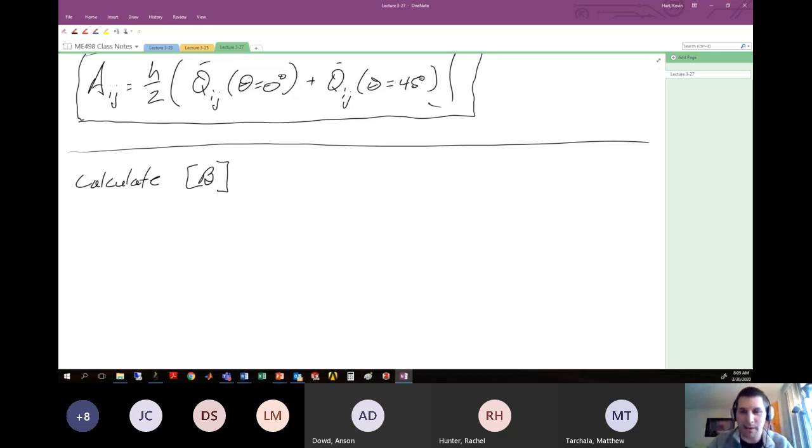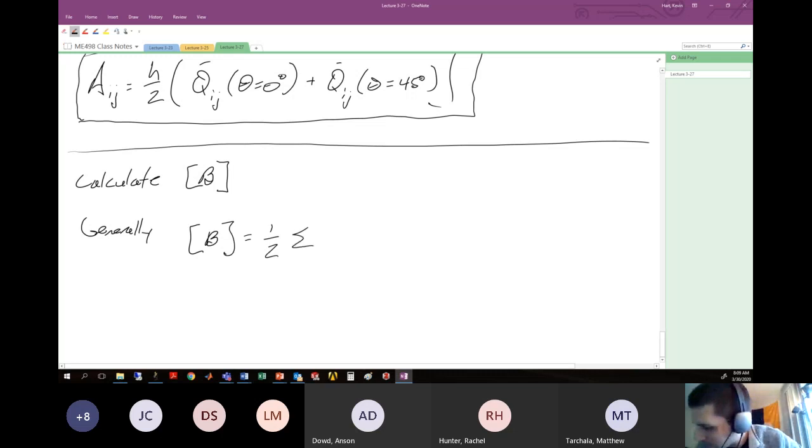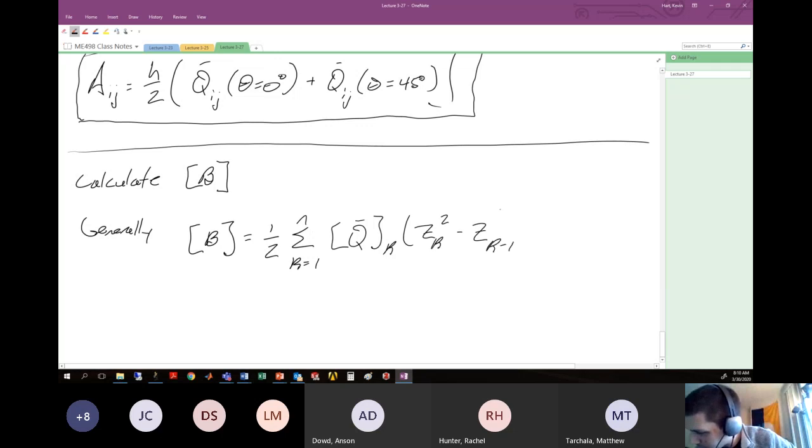Okay, so for calculating the B matrix, let's write the general equation. We have that B, don't forget your 1/2. This is a common thing to forget, the 1/2 leading coefficient that actually comes from the integration. So don't forget that. For K equals 1 to N, where N is the number of layers in our laminate. Here we have 4 layers, but we'll come back to that. This is Q bar layer K multiplied by ZK squared minus ZK minus 1 squared. All right, so that's our general equation for B.